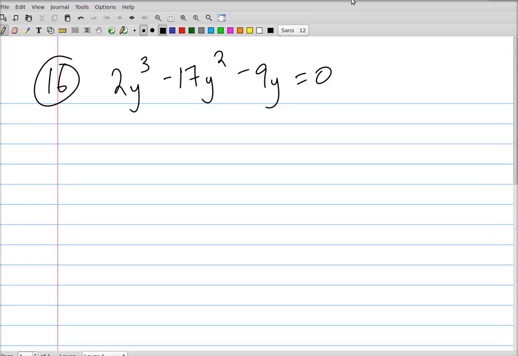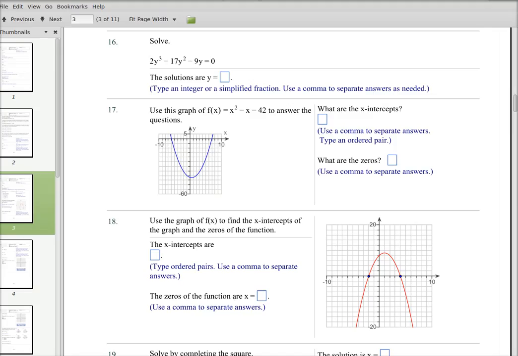Okay, this is in response to someone who asked a question about number 16 on the most recent homework, 2(1), 2(3), and 2(4). And the problem reads 2y squared minus 17y squared minus 9y equals 0. And I believe that we are instructed to solve, if I double check. Yes, the problem tells us to solve right here.